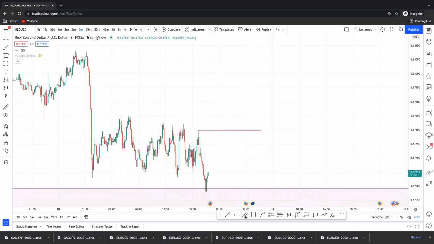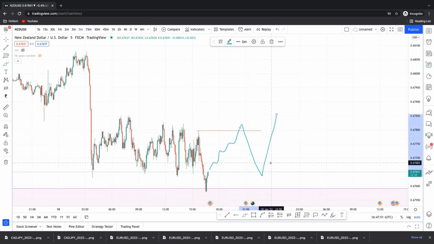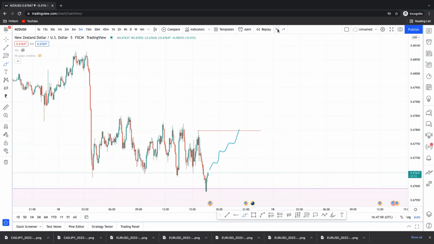Let me mark like this. So, break of structure, mitigation of that order block, break of structure, and you can take it from that order block, right? So it's not ready yet.